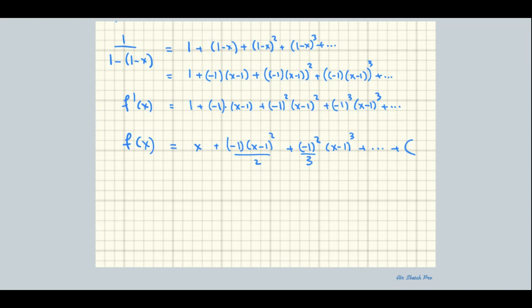Anyway, this is the constant of integration. How do we find the constant of integration, guys? We could plug in 0, couldn't we? We could find that constant of integration by plugging in 0, couldn't we? Duh. Somebody tell me what's wrong with that. What number should I plug in to find the constant of integration?